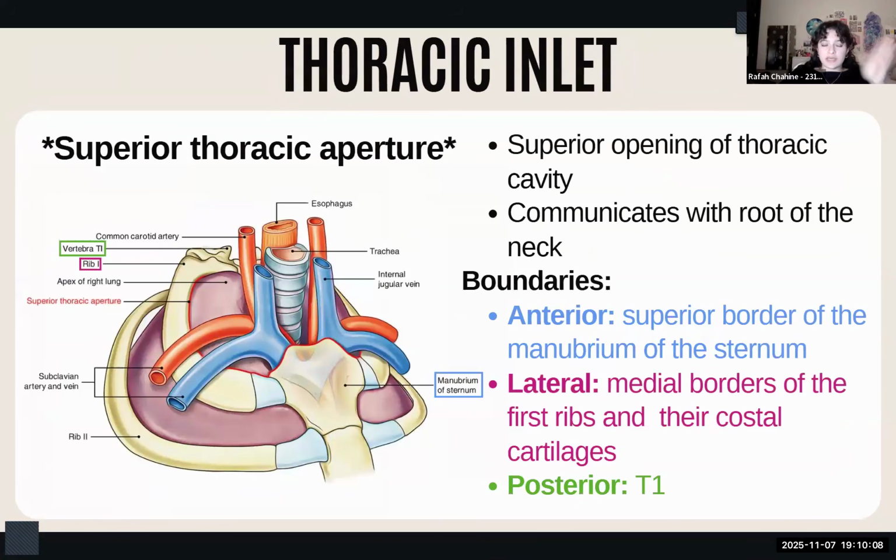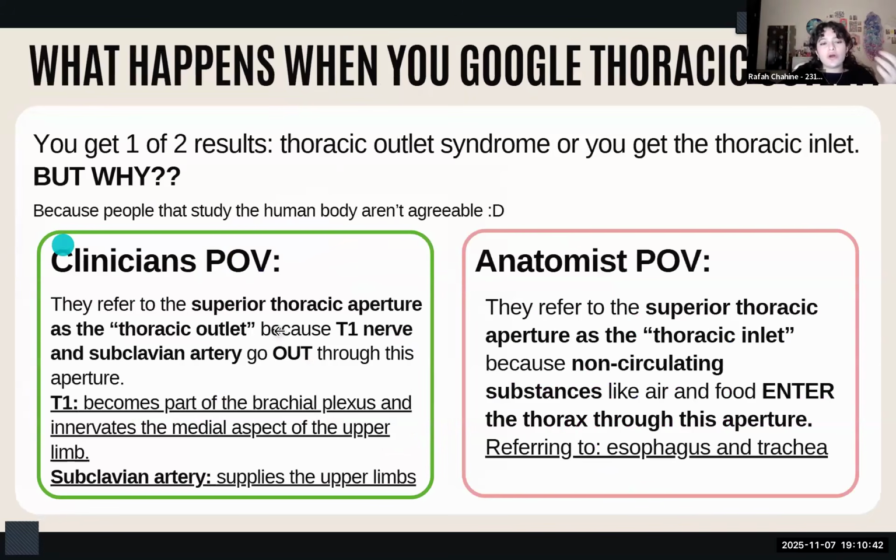Anatomists call this the inlet because the esophagus and the trachea let food and air inside. So they called it, oh, okay, this makes sense, inlet, okay? Clinicians, on the other hand, are looking at more, I don't want to say important because I'm discriminating, but more vital structures like the subclavian artery and the vein. These subclavian artery and vein are branches of the aorta and the superior vena cava, right? These branches are very important and they do not go into the thorax, no, they leave the thoracic cavity, right? So that's why the clinicians called it the outlet.